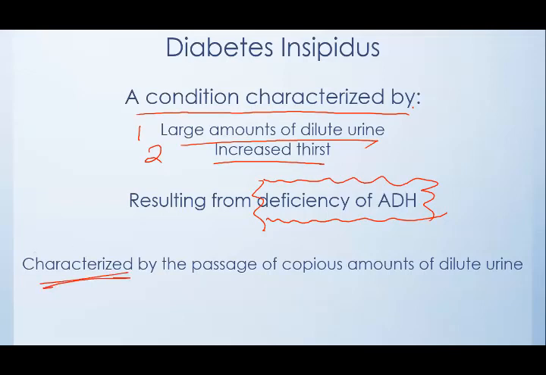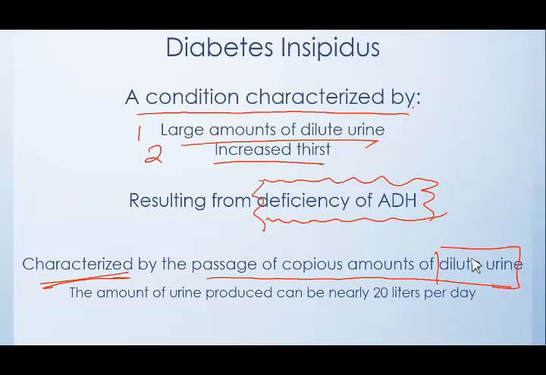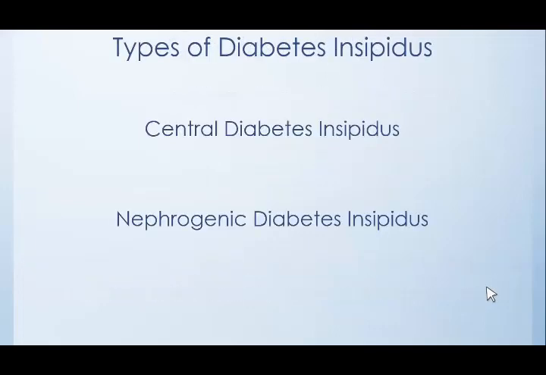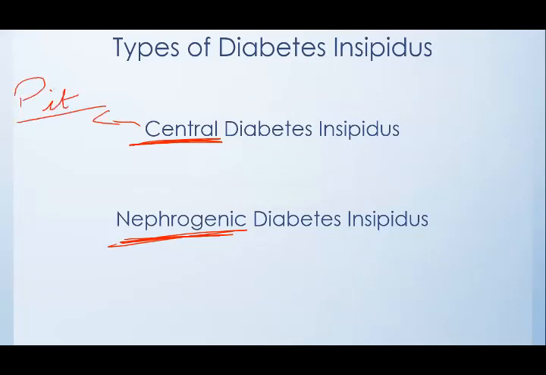It is characterized by passage of copious amount of dilute urine, which can be nearly as much as 20 liters per day. The two types of diabetes insipidus are central diabetes insipidus and nephrogenic diabetes insipidus. Central, as the name suggests, there must be some pituitary disorder. Nephrogenic, there must be some kidney disorder.